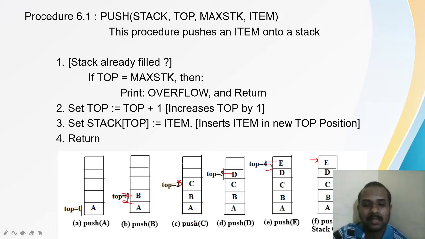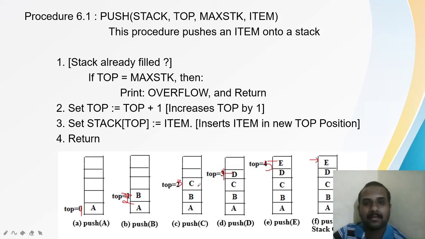While pushing C, it is also done the same way. I increment top: top is equal to top plus 1, that is 2 plus 1, it will be 3. And I have to insert the element here, right? So stack of top is equal to item. Stack is the array name, and top is the position or the index where the top element can be inserted or is present. So that time C will come here.